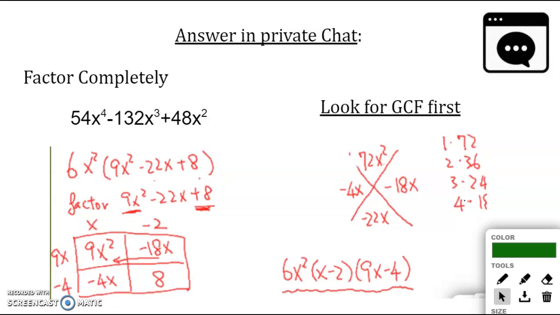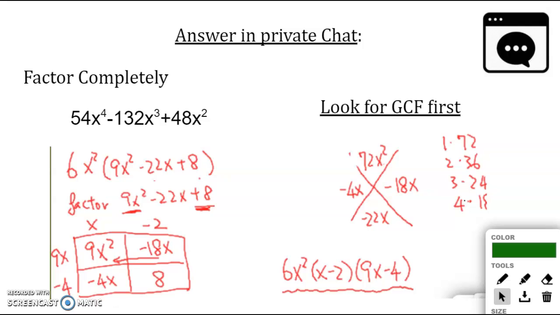And then looking at the variable, I see x squared here, x to the power of 3. That means that's x squared times another x, and x to the power of 4 is x squared times x squared. So once I've taken out 6x squared as another factor, then you're left with 6x squared times what is 54x to the power of 4. That's going to be 9x squared. 6x squared times what is negative 132x to the power of 3. That's negative 22x. And then 6x squared times what is 48x squared. That's going to be 8.